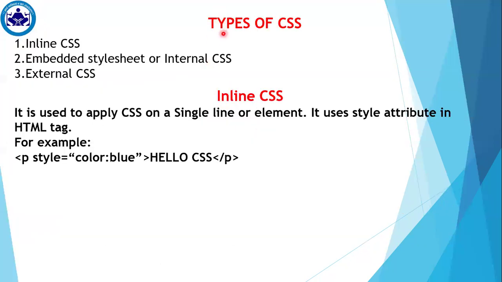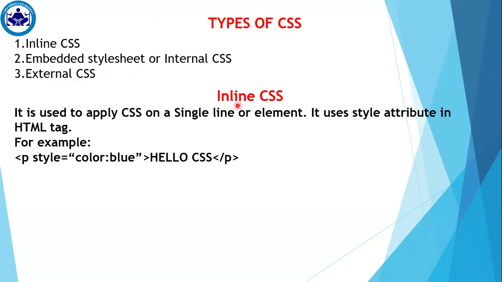Let us see the types of CSS. We can include the cascading style sheet into an HTML website by using three types: inline CSS, embedded style sheet or internal CSS, and the third type is external CSS. Let us see one by one all the three types.